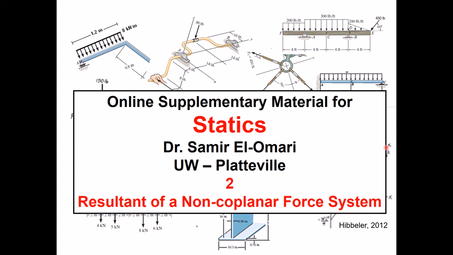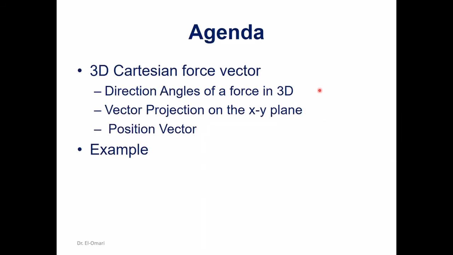In this session, you learn how to find a resultant of a non-coplanar force system, or how to find a resultant of a force system that is in 3D. I will first talk about how to represent a force in Cartesian vector form, and there are three methods to do that. If the force is represented by its direction angles, or the force is represented by its projection information on the xy plane, or using the position vector. And then finally, wrap it up with a numerical example.